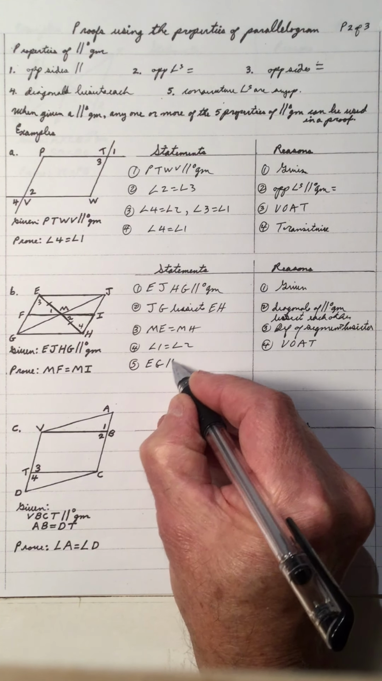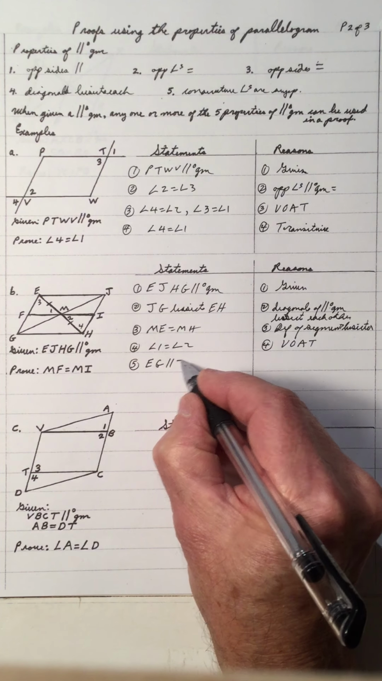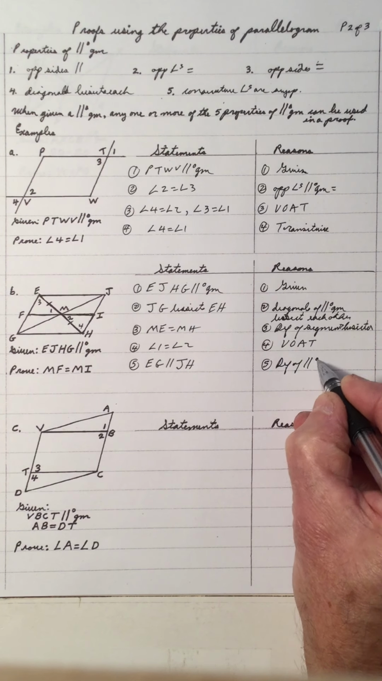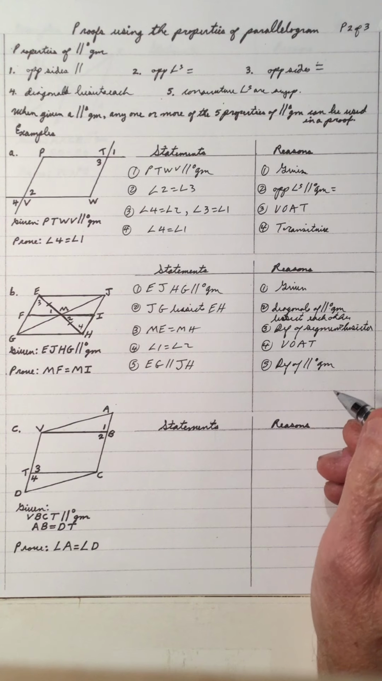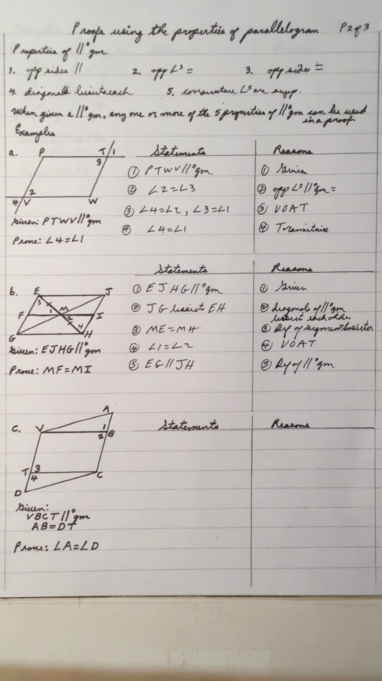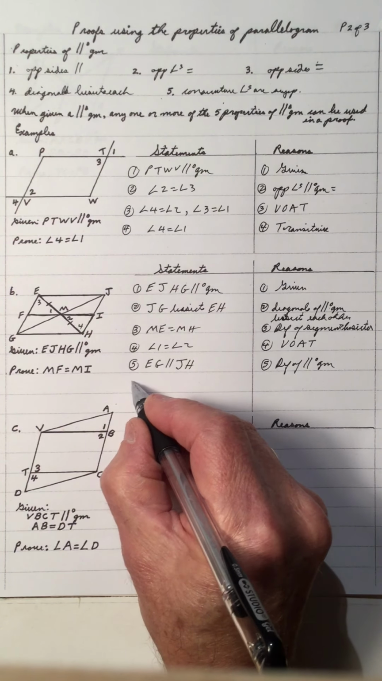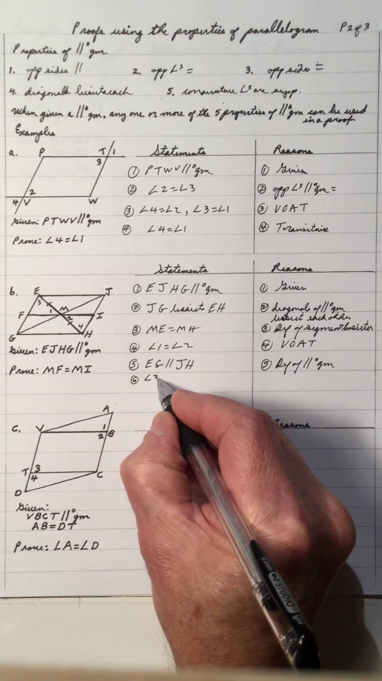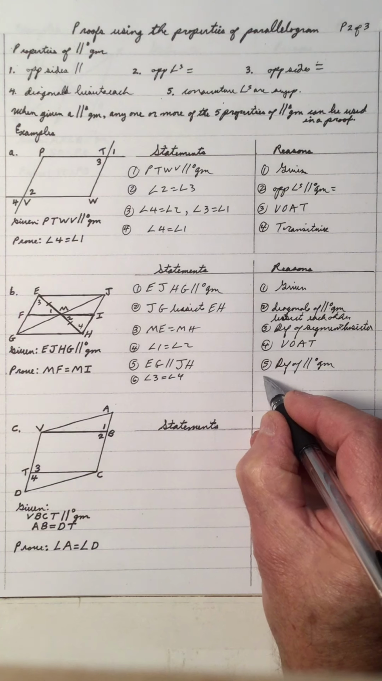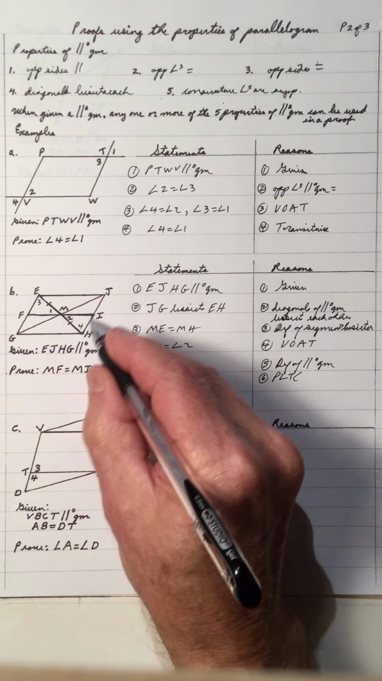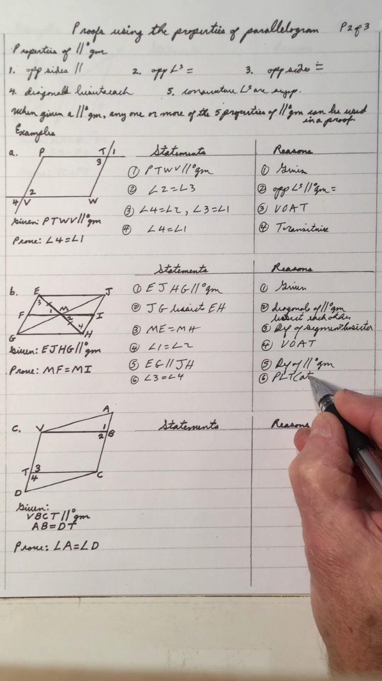Now I need that EG is parallel to JH. And that's the definition of a parallelogram, because a parallelogram says that if you have a parallelogram, then the opposite sides are parallel. And as a result of that, in parallel lines, we have that angle 3 is equal to angle 4. And the reason is PLT. And again, there's a form of Zorro. So that's alternate interior angles equal.